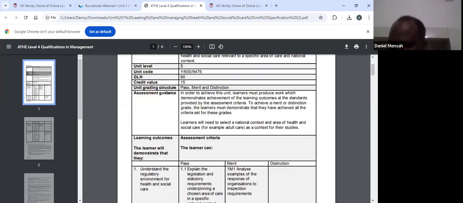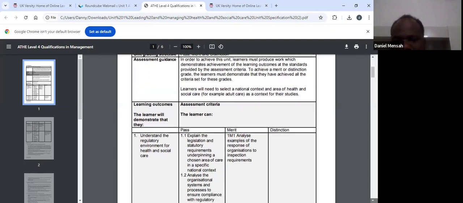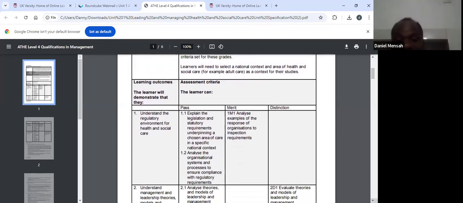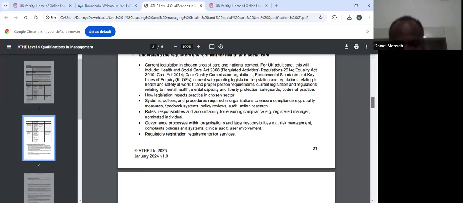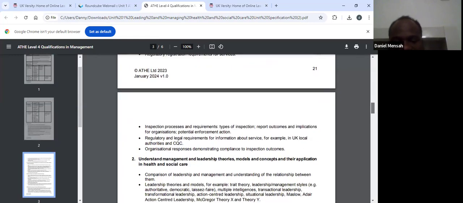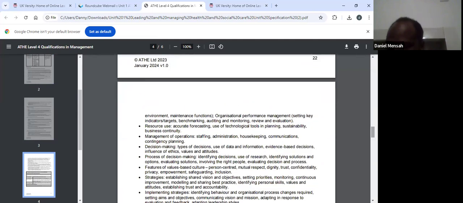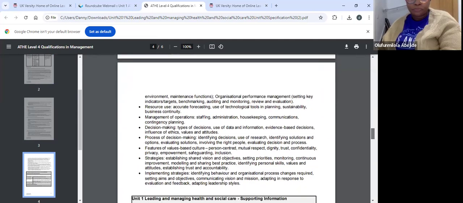In some of the units, there's no room for distinction. You may only have a pass or a merit. But in some, you may have room for a distinction mark as well. So as we go through, you would understand what is required of you and what you need to do as a learner.